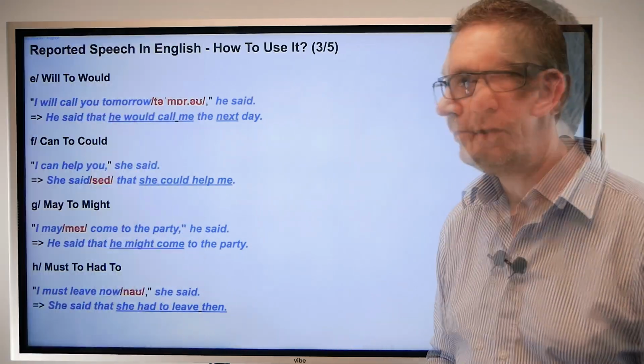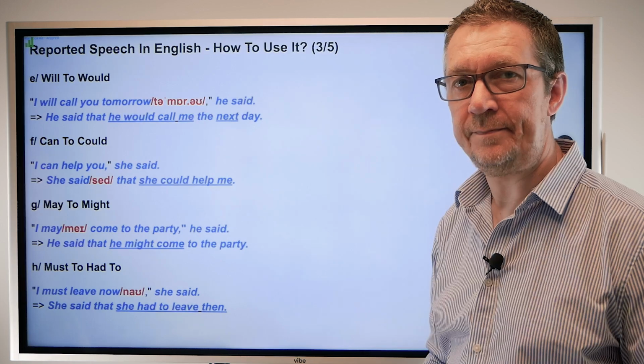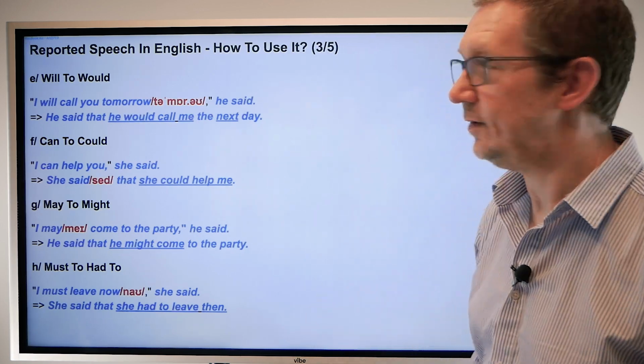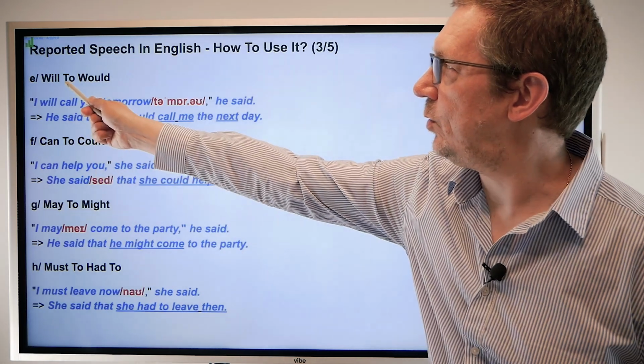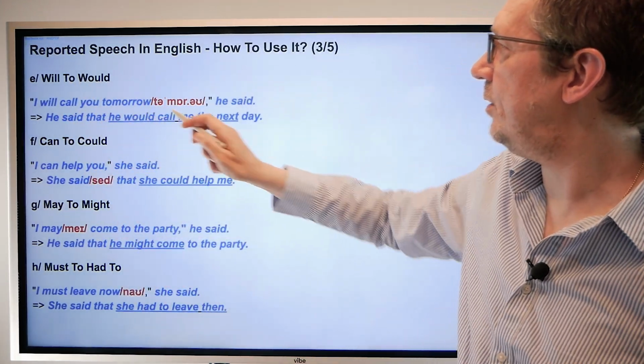So remember that. It sometimes happens with the modals, and that's what we're going to look at now. In certain areas of English, when you go back a tense, the modal changes too. So let's have a look at how it's going to work here. So will becomes would. So I will call you tomorrow, he said.